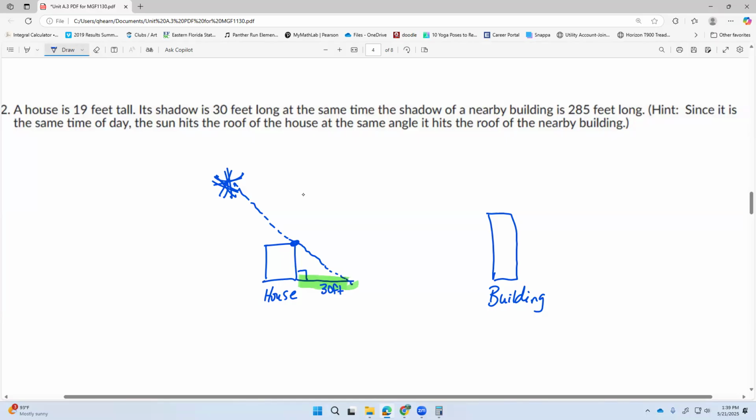The house is 19 feet tall. So for example, I could put a 19 right here in the middle of the height of the house, in the middle of the segment that is like the wall of the house. Okay, and that's the triangle that's formed. Now, if it's the same time of day, the sun is going to form the same angle with the building. I drew it a little weird. That's okay. Maybe the sun would be more over this way.